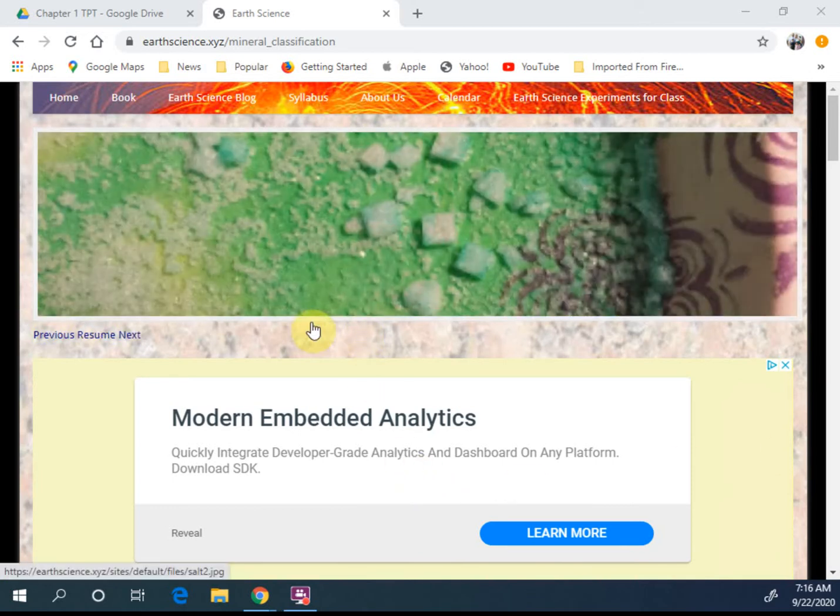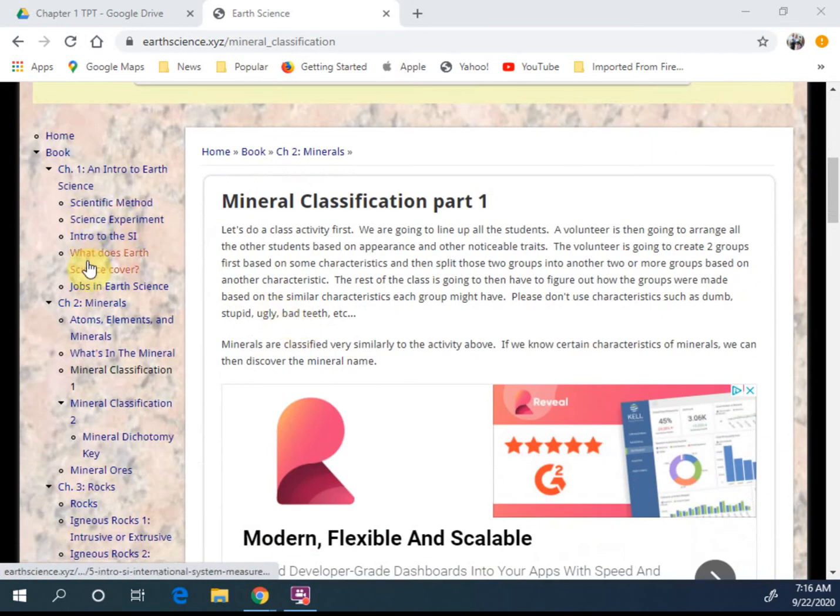We are going to continue on with Chapter 2.3, Mineral Classification Number 1. Before we start our class, let's do an activity where all of us in the class will line up in the back of the room, and I'm going to choose a volunteer out of the class that will arrange the students based on appearance or noticeable traits. And the volunteer is going to create two groups, first based on some characteristic, and then split those two groups into another two or more groups based on other characteristics.